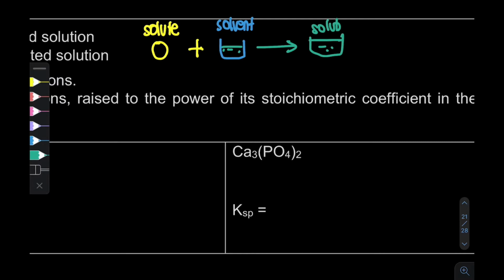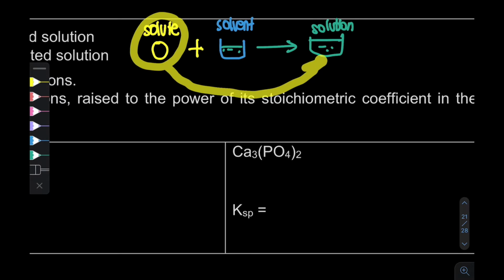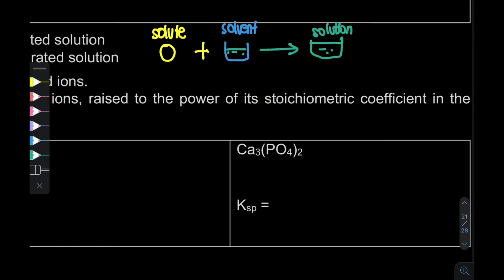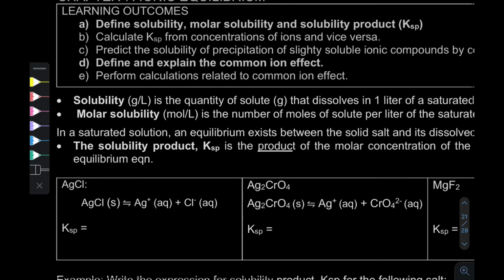So, solubility ni is, kita akan tengok lah the amount actually. Solubility tu, we're gonna look at the amount of solute that has been dissolved. So, macam mana kita nak tahu? Kita kena tengok lah how much of it is present in your solution. Okay. So, kita tengok dekat sini.